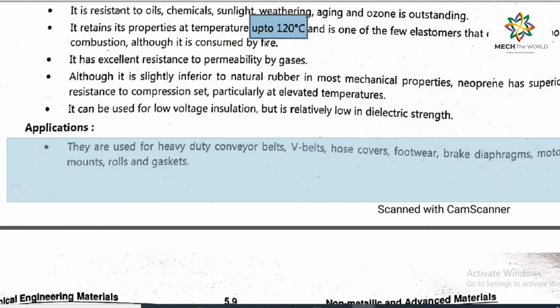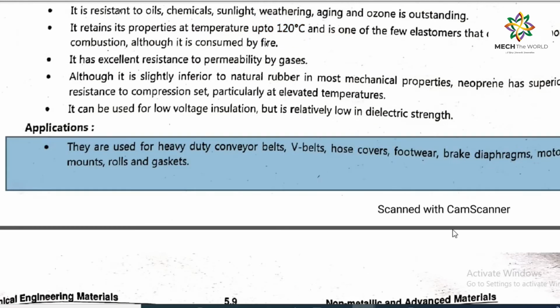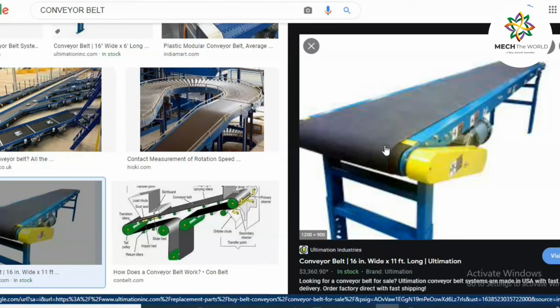Now if we talk about the applications, neoprene can be used in conveyor belts. So what is a conveyor belt? This belt is called a conveyor belt. The black rectangular component is called a conveyor belt.